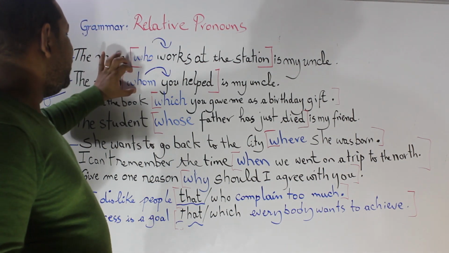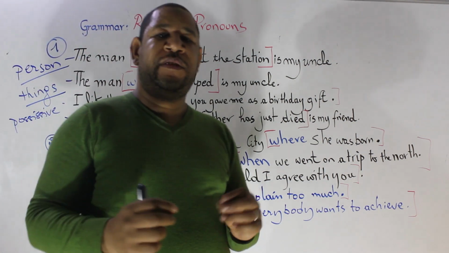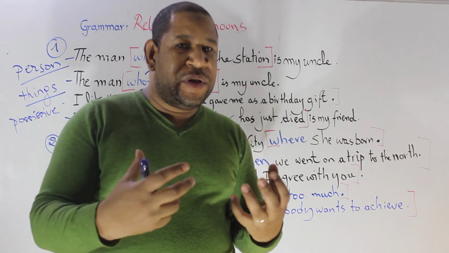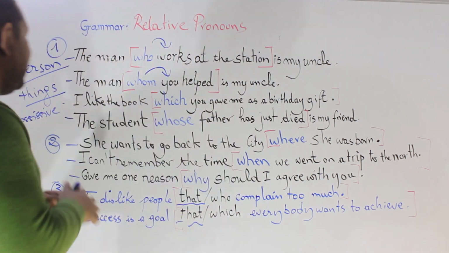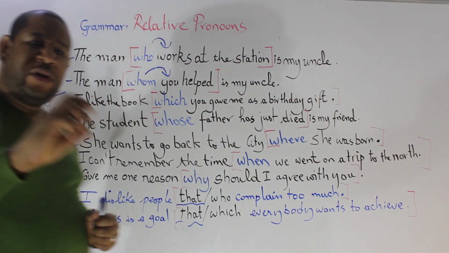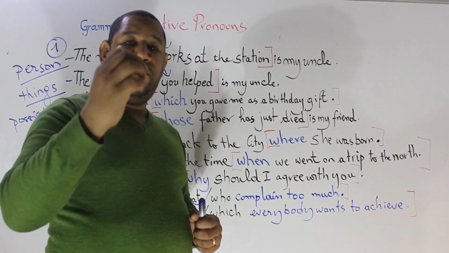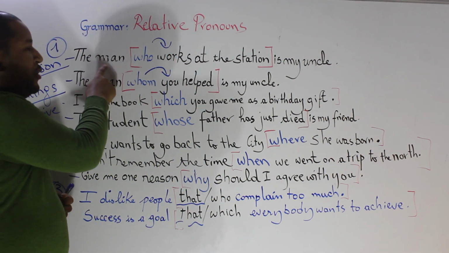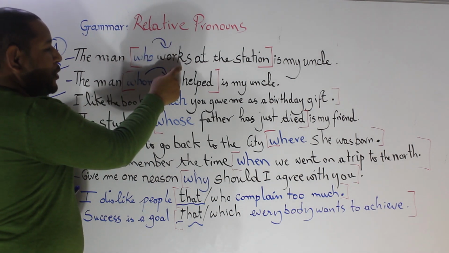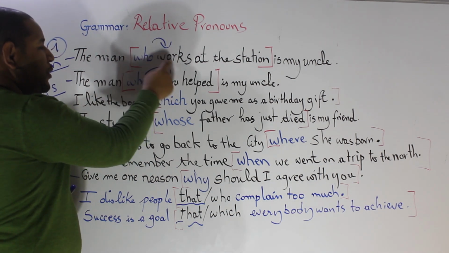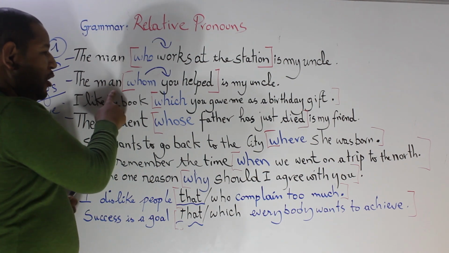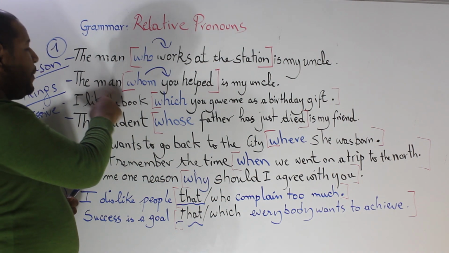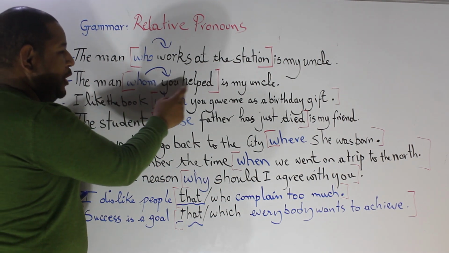Let's start with who and whom. Who and whom are relative pronouns that we use when we have a person as the antecedent, like here, we have the man. But why did we use who and whom? We use who when the antecedent is the subject. So look, the man works. If the antecedent is the object, like here, we use whom. So the man whom you helped.